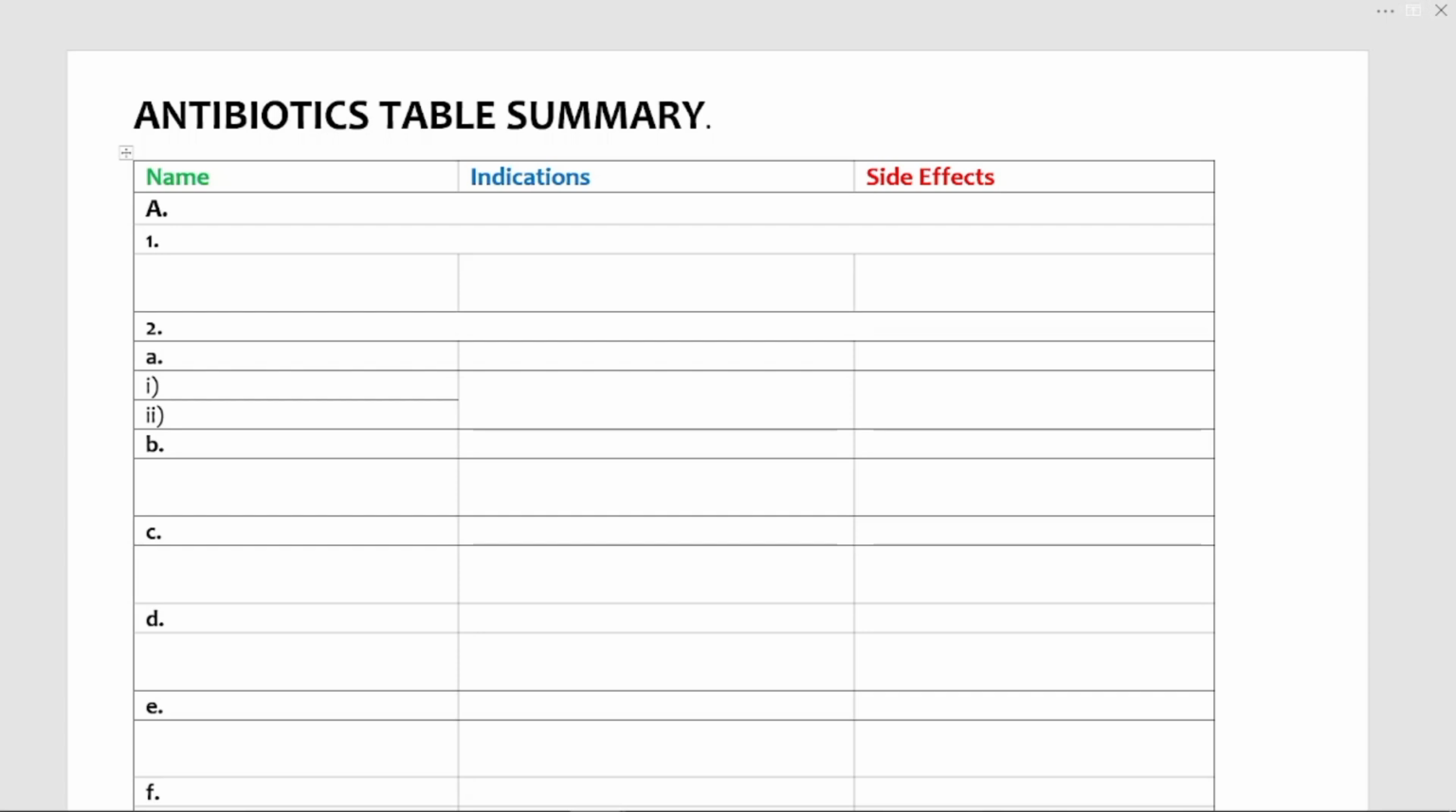The table below basically contains 3 columns. The first column is the name. The second column is the indication, and the third is the side effects. So this table will come up with the classification of the antibiotics and the specific names. We also look at some of the indications. Why do we use a particular antibiotic against a particular bacteria? And lastly, we are going to look at some of the common side effects when it comes to using a particular antibiotic.